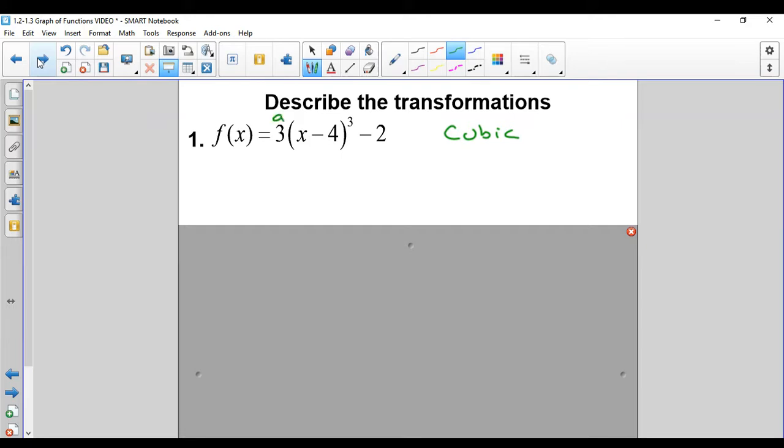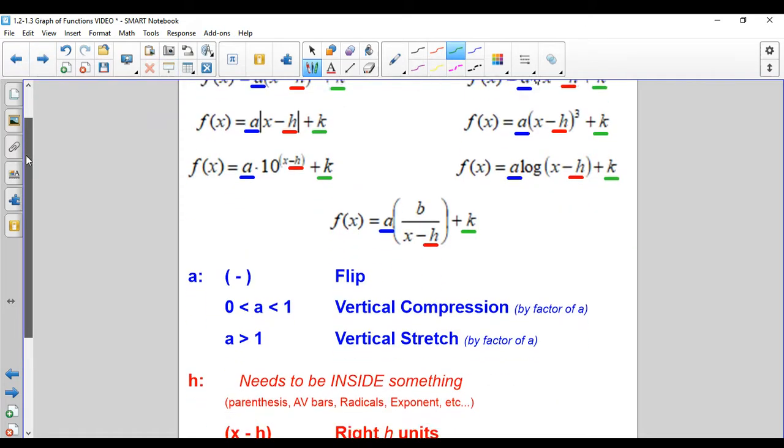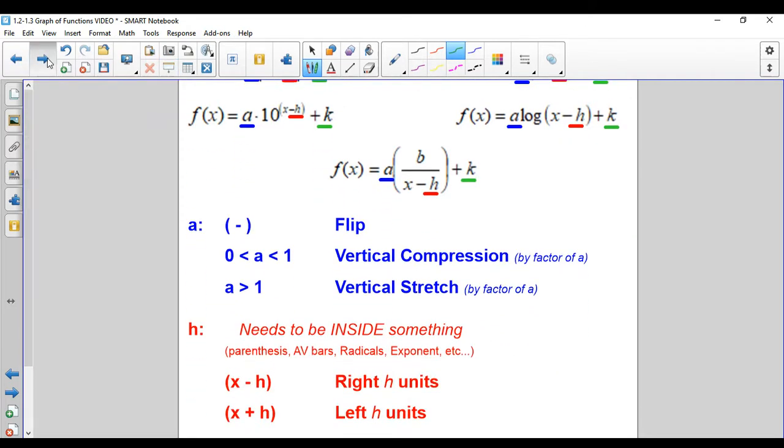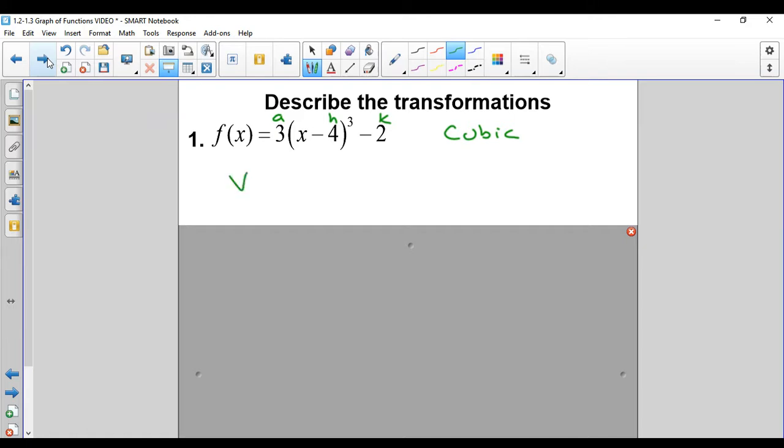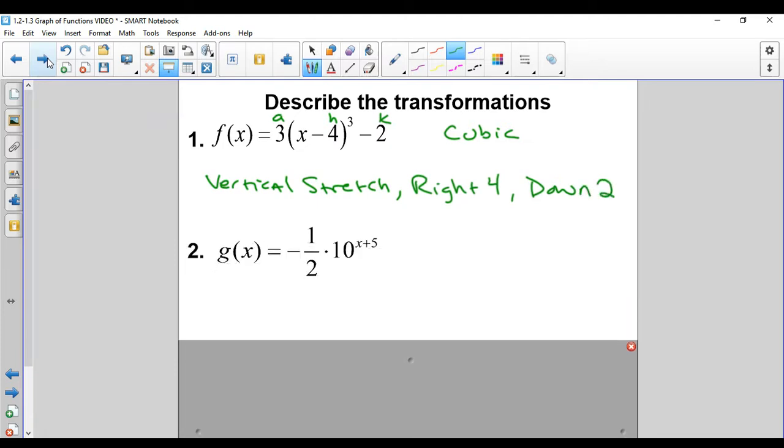From here, we have our a value, our h value, and our k value. Our a value is bigger than 1, so it's a vertical stretch. I'll write it out for you. So it's a vertical stretch, and then technically by a factor of 3. Inside parentheses, we have x minus 4. We're actually moving right 4. And then minus 2 outside tells us down 2. So we have that.